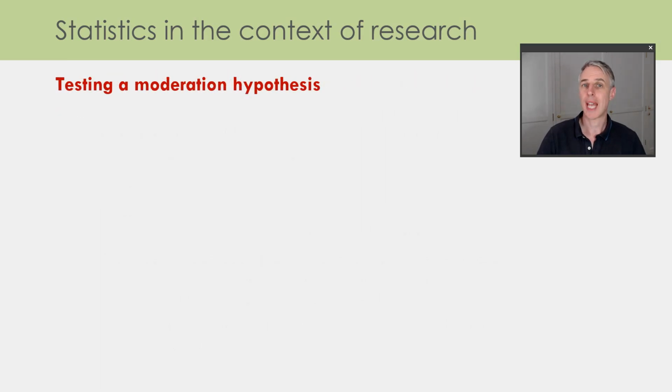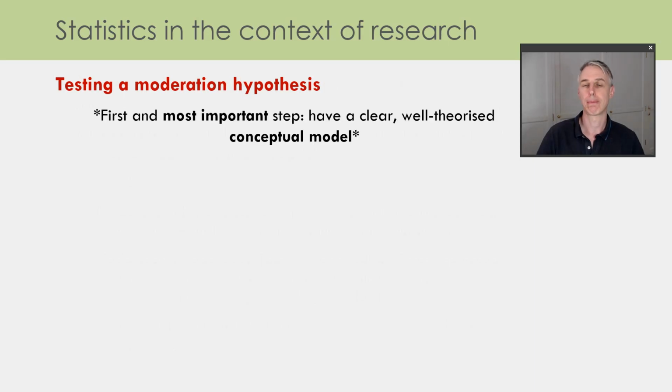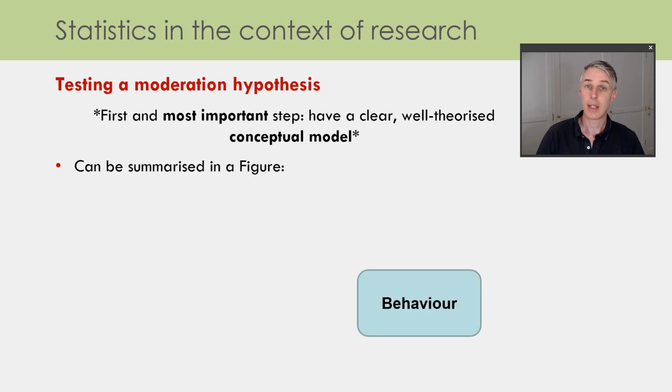So how do we go about testing a moderation hypothesis here when we have at least one of the predictors being continuous rather than categorical? Well, once more, as I emphasized in the mediation and indirect effects lecture, the first and most important step is not a statistical one, but rather to have a clear, well-theorized and well-justified conceptual model. Again, the model can often be usefully summarized in terms of a figure.